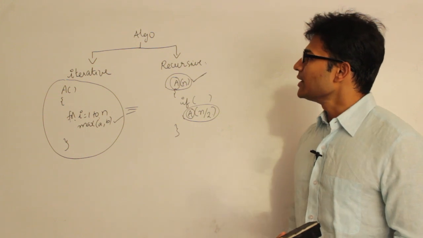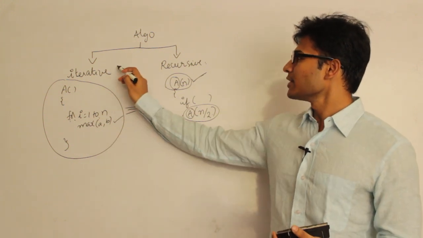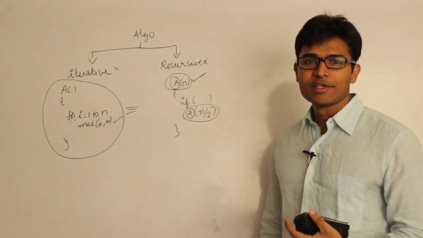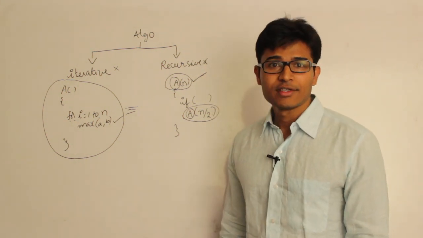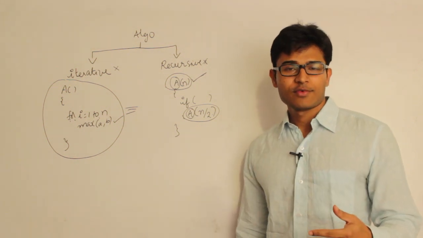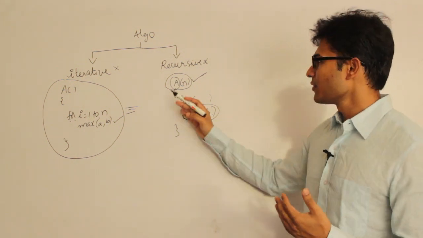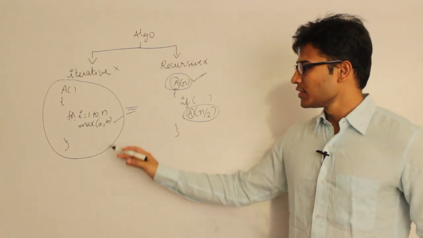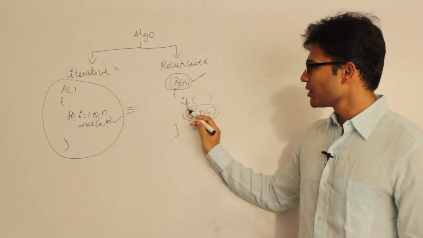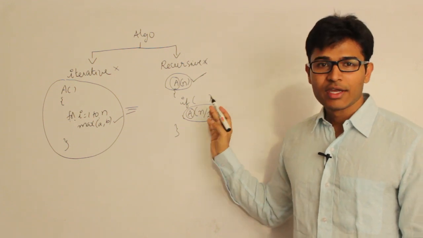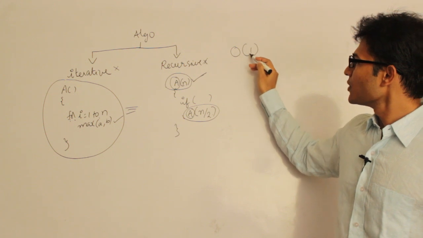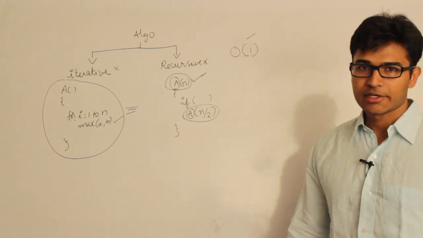In case the algorithm does not contain either iteration or recursion, it means there is no dependency of the running time on the input size. Whatever the input size, the running time is going to be a constant value. So if there is no iteration or recursion inside the program, you need not worry about the time at all. It is going to be constant time. So for such programs we write order of 1. Order of 1 represents constant time.